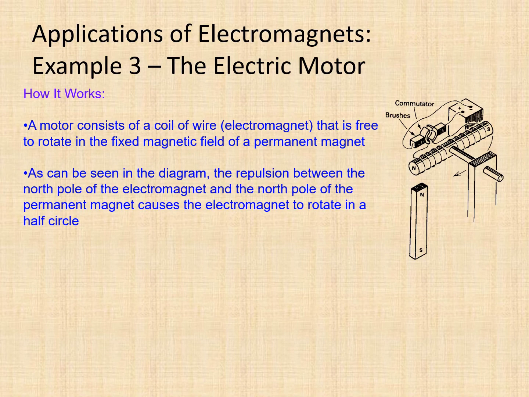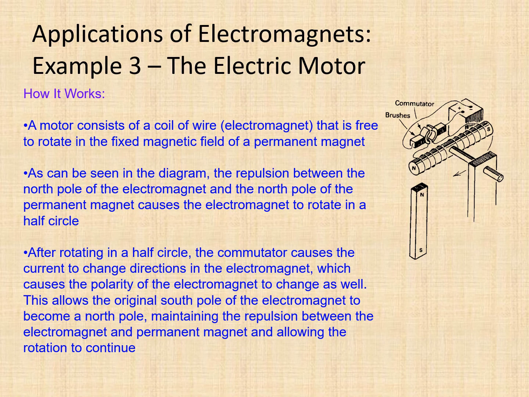As you can see in the diagram, the north pole of the electromagnet would be repelled by the north pole of the permanent magnet. This would cause it to rotate half a turn. Once it rotates half a turn, you'd see that the south pole of the electromagnet would now be in contact with the north pole of the bar magnet, and it wouldn't want to rotate anymore.